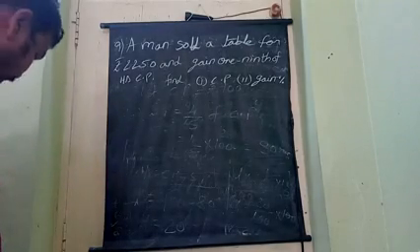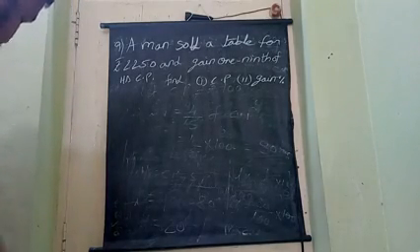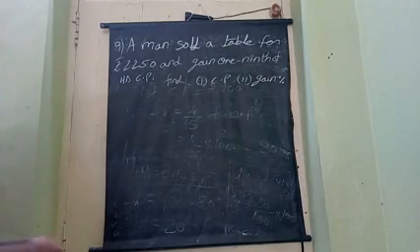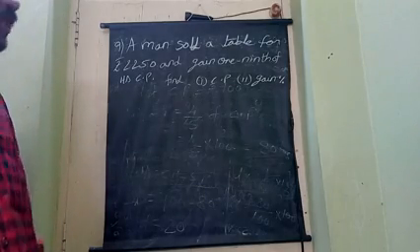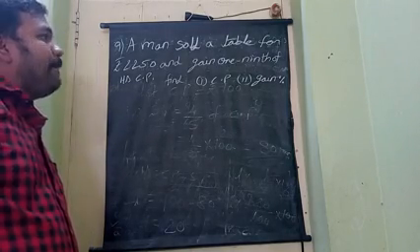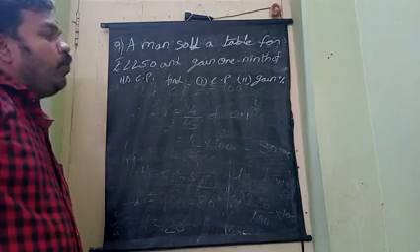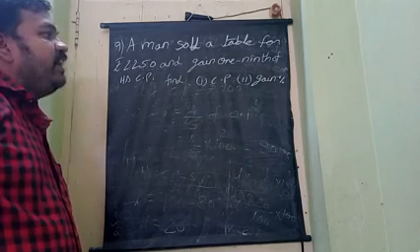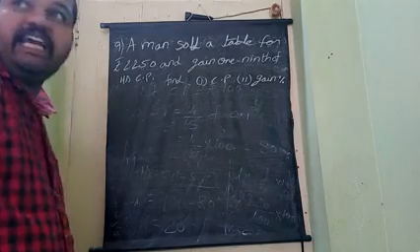And the next sum is here, the 9th sum. So the 8th sum is for homework. Here is the 9th sum. See this one. A man sold a table for rupees 2,250 and gained 1/9 of its CP. Find the cost price and the gain percentage.